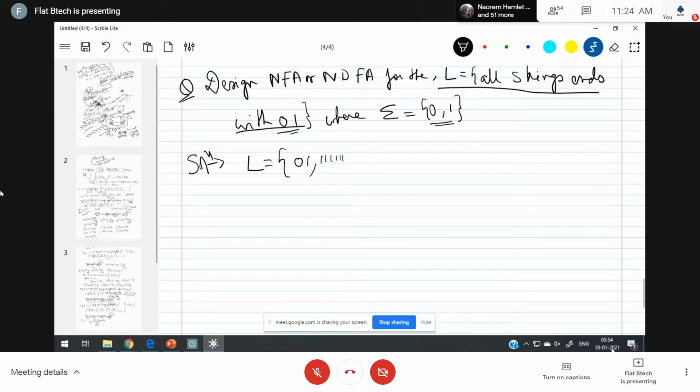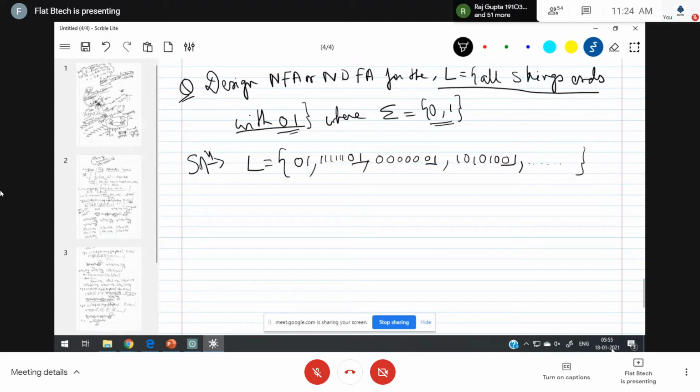Then 1 1 1 1 1 1 0 1 will be accepted. Then 0 0 0 0 0 0 0 0 1 will be accepted because it ends with 01. And 1 0 1 0 1 0 0 1 will be accepted because it ends with 01. So this language is a collection of strings which end with 01.